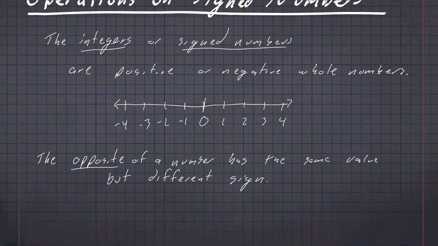The opposite of a number has the same value, but a different sign. So for example, -1 and 1 are opposites. 1 is the opposite of -1. -1 is the opposite of 1. They both have the value of 1. -1 is negative, 1 is positive. Similarly, we can look at 2 and -2, 3 and -3, 4 and -4.